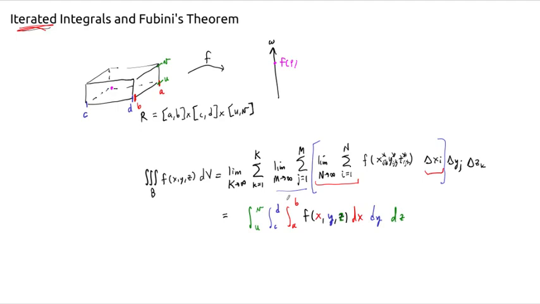It's just like our two-dimensional iterated integrals, and again the way that it works is from inside out. So you compute the innermost integral first and you work your way out.